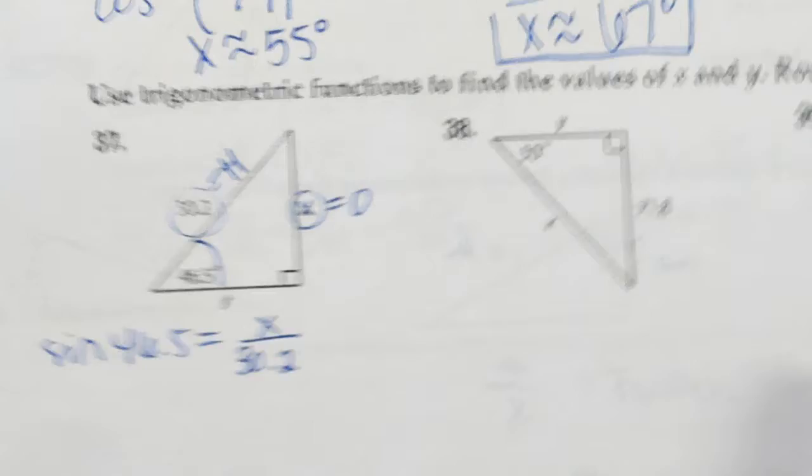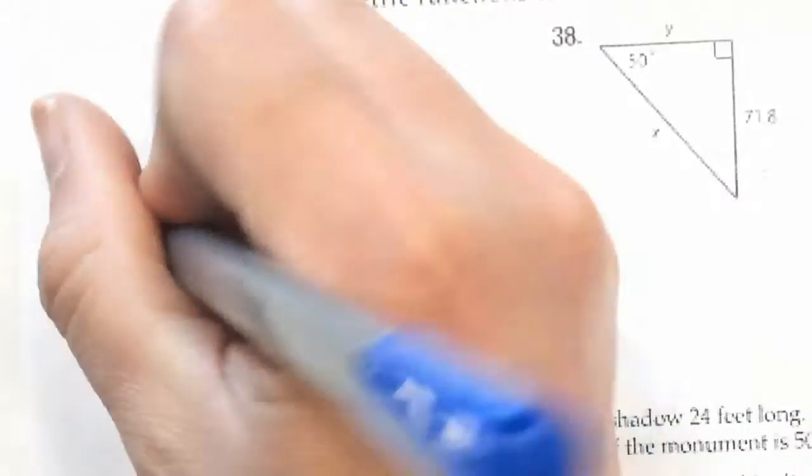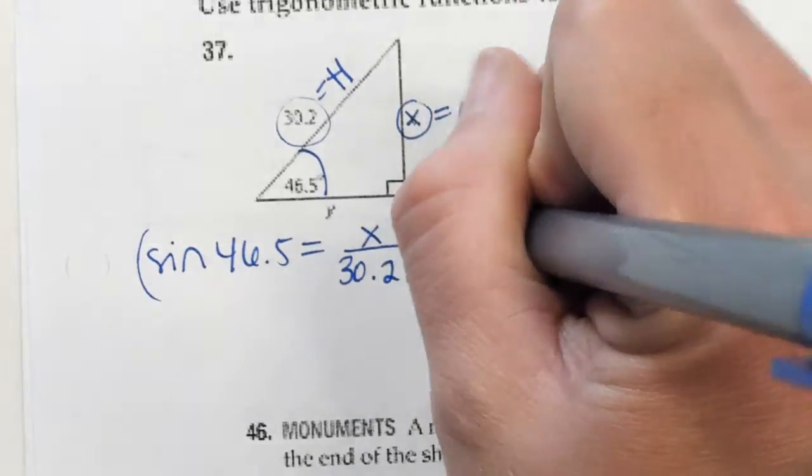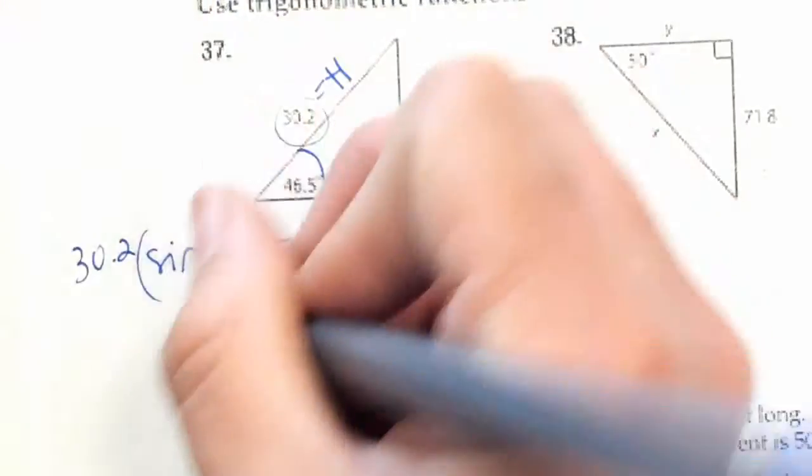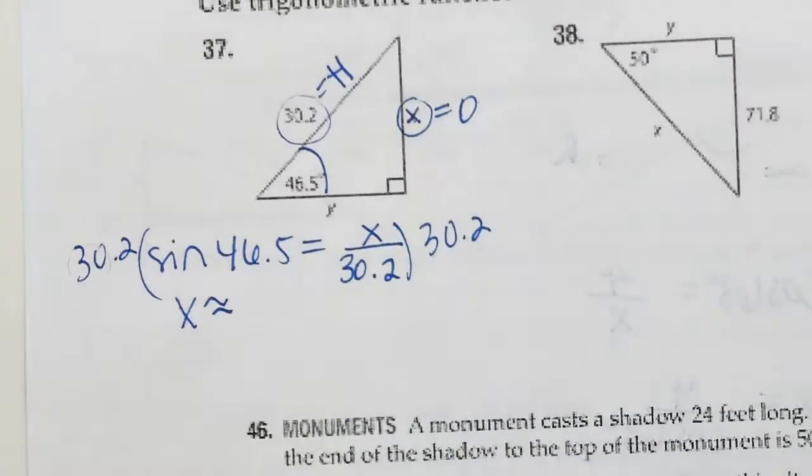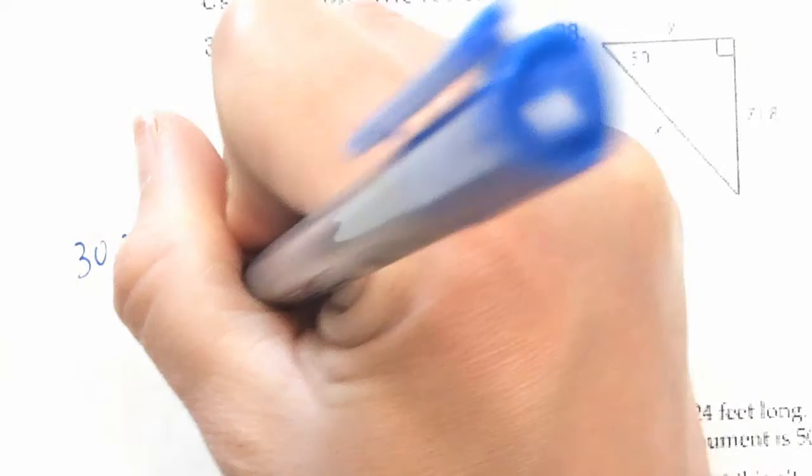How do we solve for x? Very good. 30.2 to both sides. Go ahead and solve for x. Make sure you round to the nearest tenth because it is a side. What did we get? 21.9. Very good. Alright, so we just solved for x.